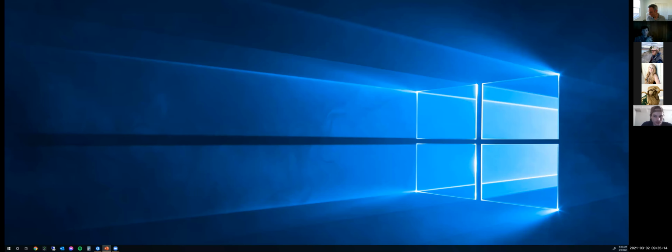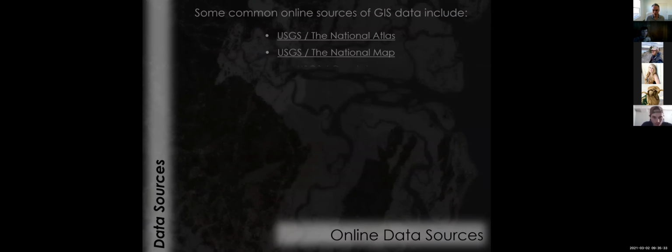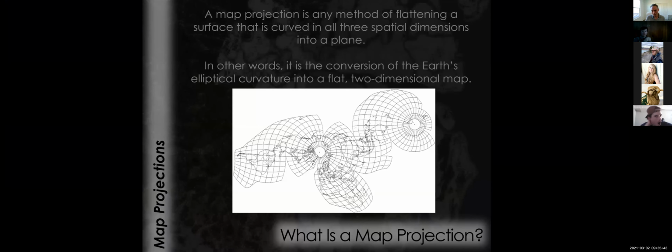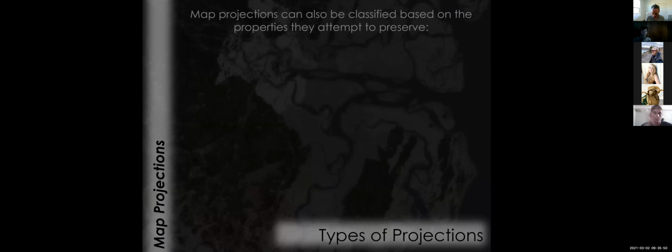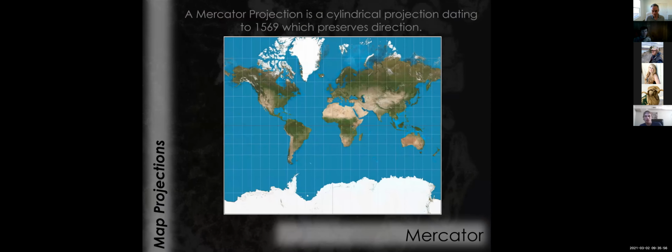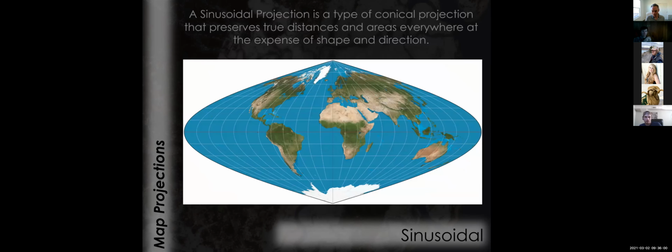If you recall, before the exam and the exam review, we were talking about GIS data types and GIS data sources. We had gone through and looked at some of the different places that you can download GIS data from. We had looked at map projections, right? We'd gone through the different types of map projections and what they mean in terms of the types of distortion that they introduce into flat maps. I'll fast forward through these.